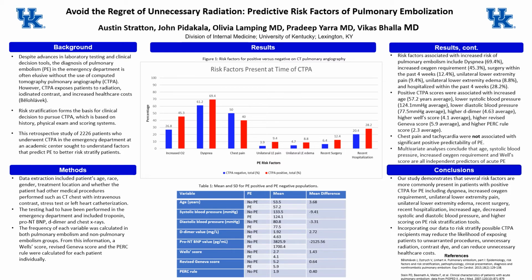We also performed multivariate analysis, which concluded that increased age, decreased systolic blood pressure, increased oxygen requirement, and increased Well score are all significant independent risk factors for pulmonary embolism.